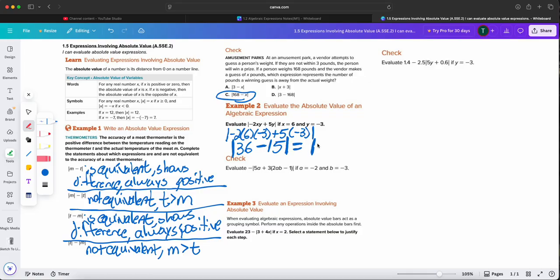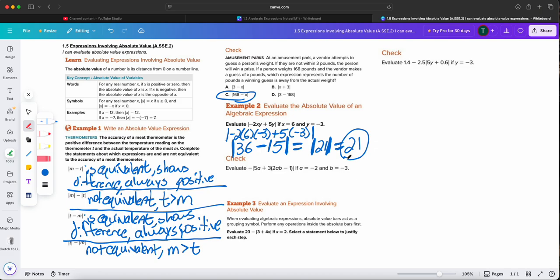Now that's still technically in absolute values. Then we take our absolute value. So how far away is 21 from 0? Well, that's 21 units. So our answer here is 21.